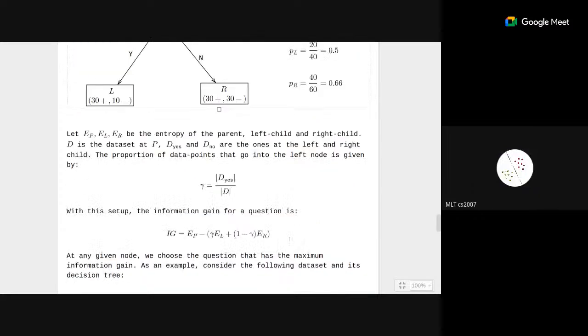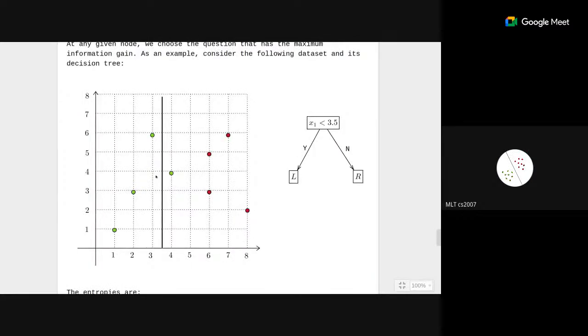See, for example, let's take this concrete example. When I say that X1 is less than 3.5, three greens go into L, one green ends up in R. So it's not that I will be happy if all the greens go to one side. That's what I'm hoping for, but that need not happen. It depends on the question. If my question were X1 less than 2.5, then two greens will be on the left and two greens on the right.